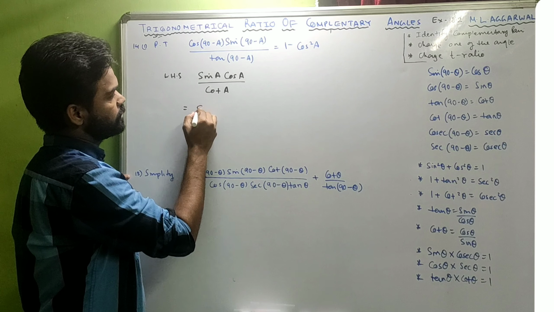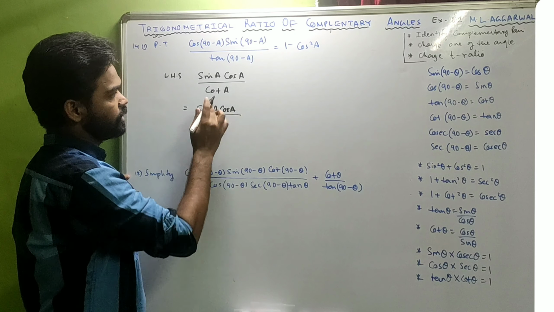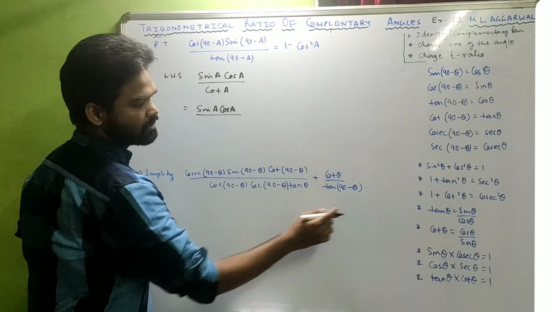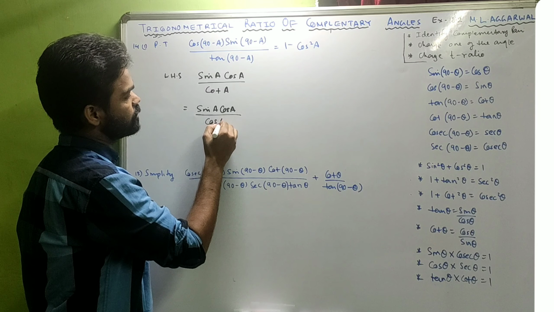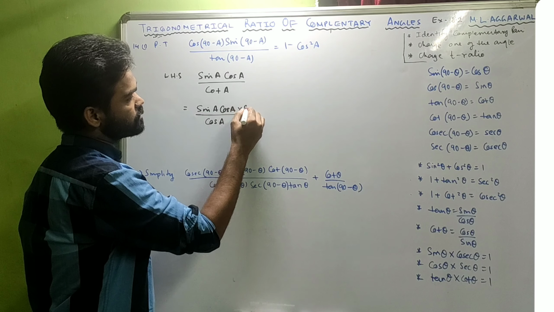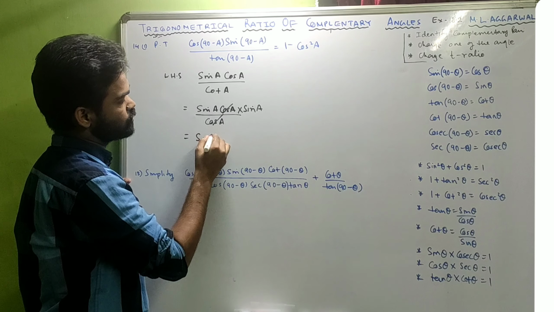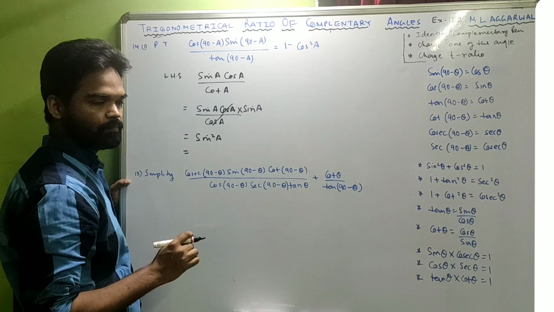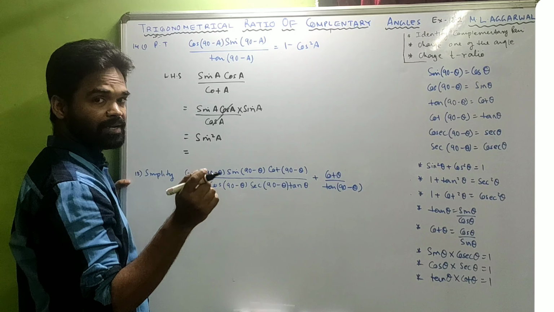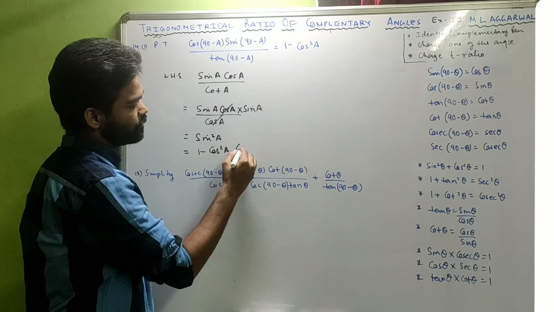Now look carefully. This is sin a, cos a. By quotient rule, we know that cot a is cos a by sin a. So I can write cos a by sin a. So sin a goes up. This cancels. This is sin square a. Now, sin square theta plus cos square theta is 1. So sin square theta will be 1 minus cos square theta. So this will be 1 minus cos square a. Proved.